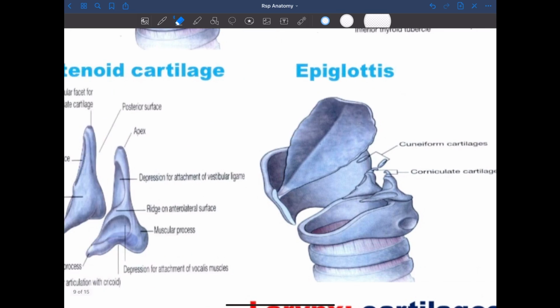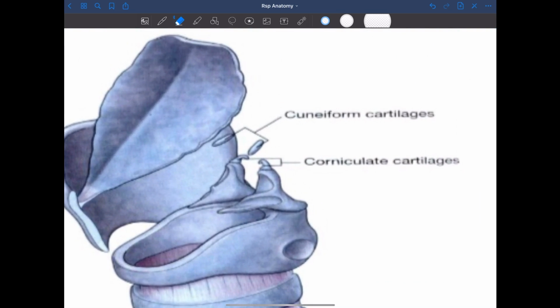Now I forgot to mention these 2 small nodule-like fibroelastic cartilages. The corniculate cartilage lies above the arytenoid cartilage, and just above it lies the cuneiform cartilage. These are fibroelastic cartilages, and they are very small nodules.